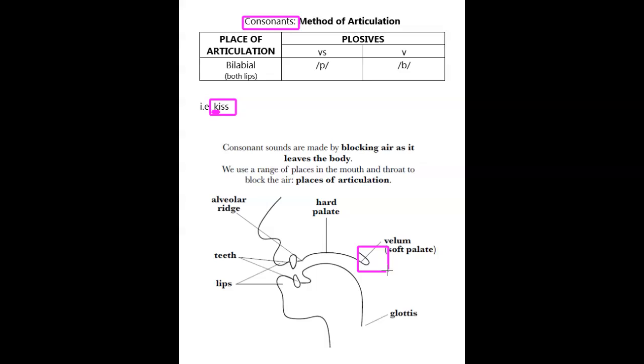So the last sound in kiss, we had the s sound. This one is making a narrow opening to produce the s, which is a fricative sound, because we have friction.